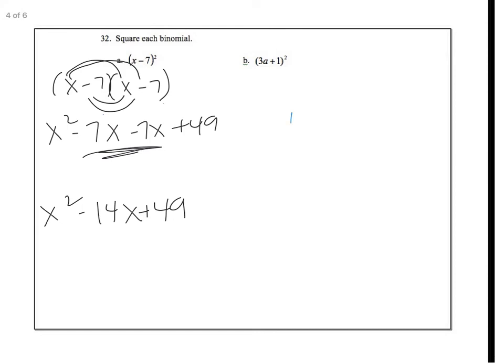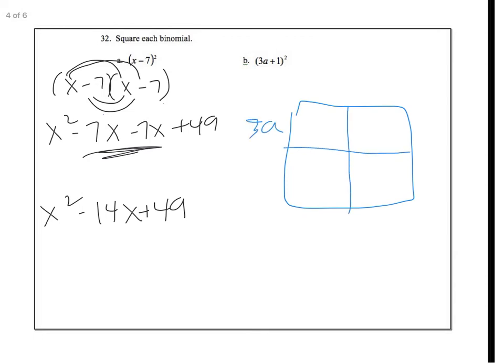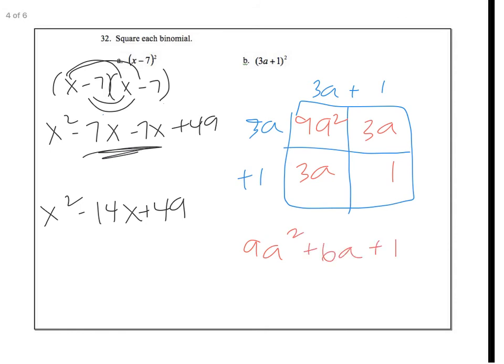Okay, I'm going to do a box for the second one so you guys can see different strategies. So I have 3a plus 1, 3a plus 1. Remember, I'm expanding it out. So inside I get 9a squared. 3a times 1 is 3a. 1 times 3a is 3a, and then a 1. So I get 9a squared plus 6a plus 1.